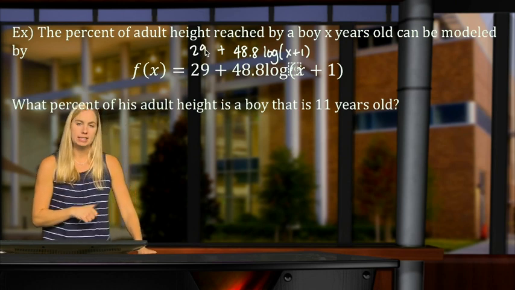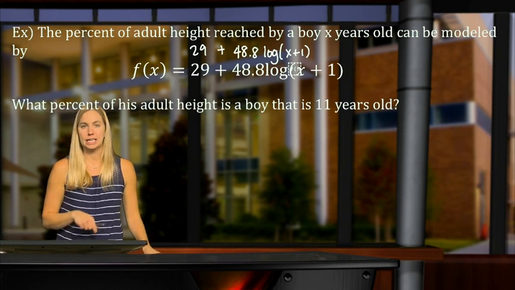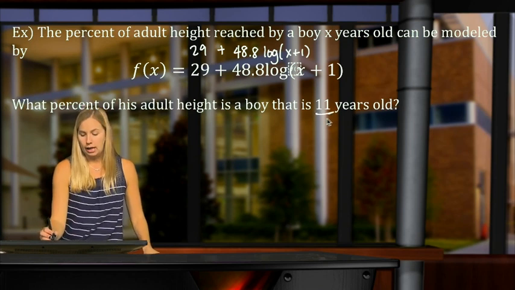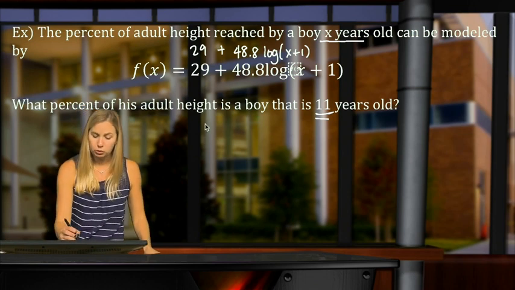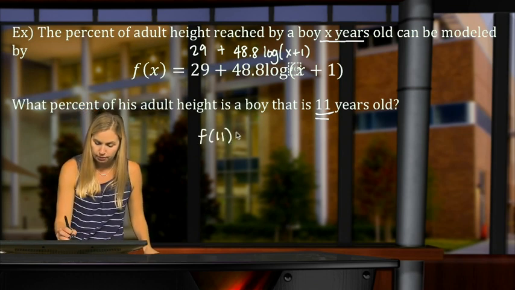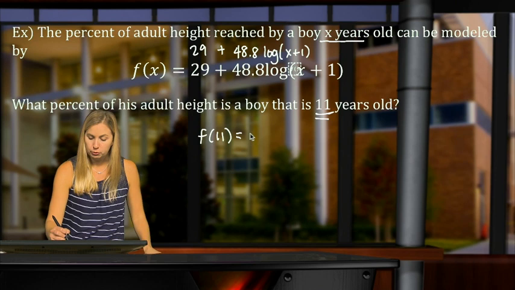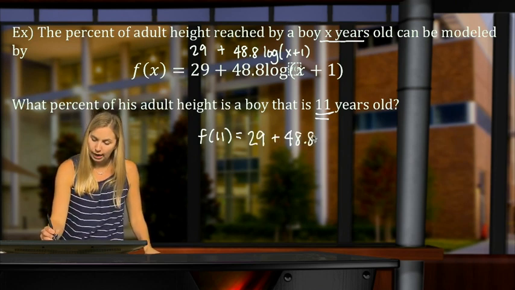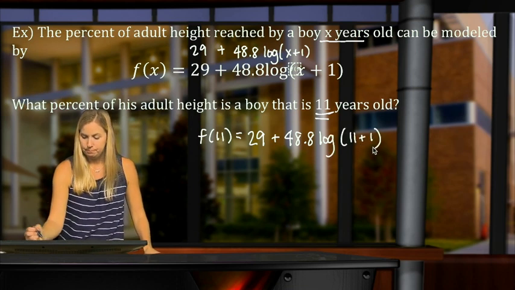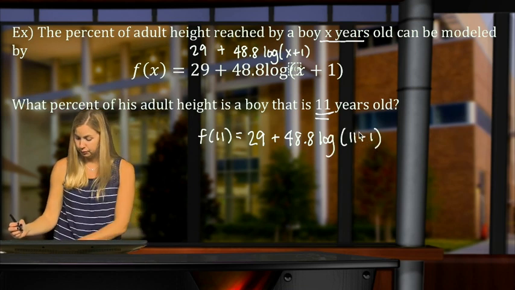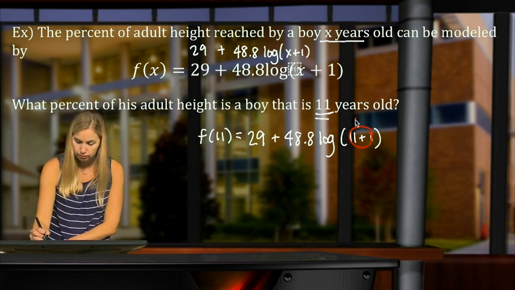What percent of his adult height is a boy that is 11 years old? So 11 gives us our x, right? We're talking about a boy that is x years old, so we're trying to find f of 11. When you substitute in 11, we get 29 plus 48.8 log of 11 plus 1. Simplifying this, we know that this is equal to 12.